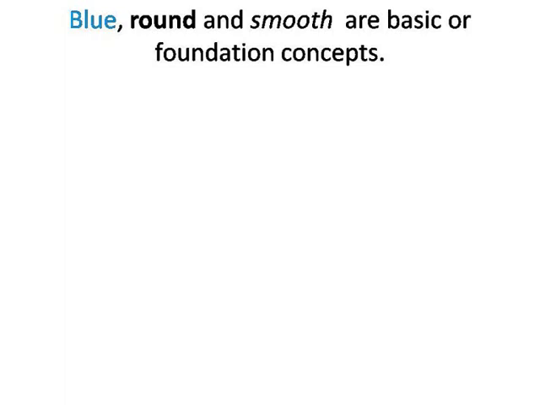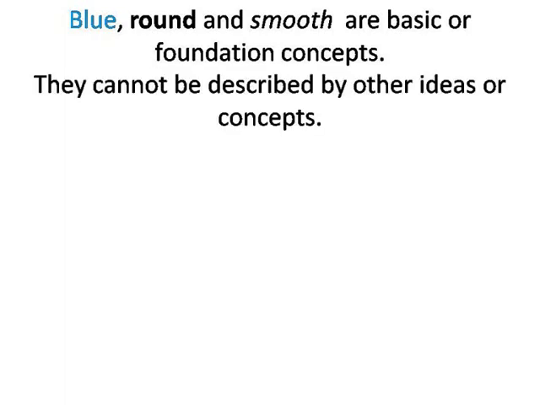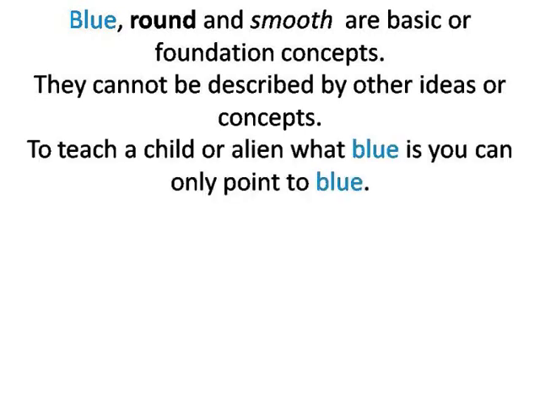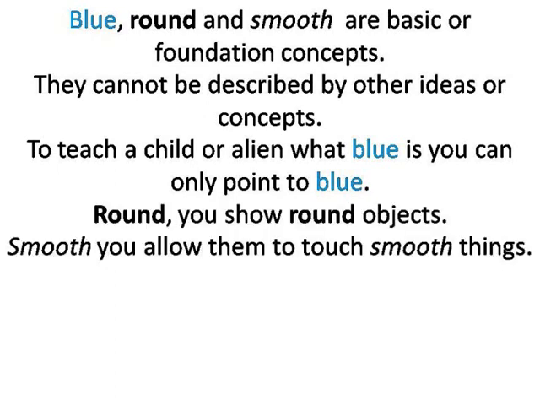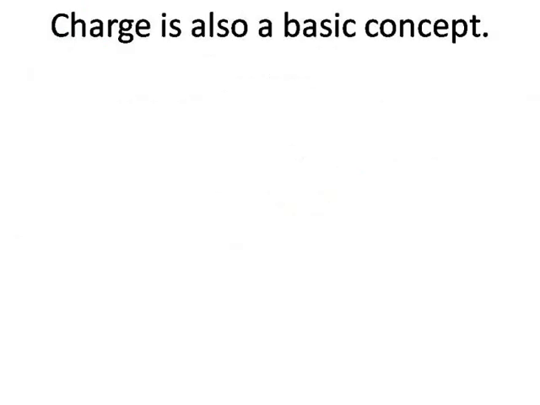Blue, round, and smooth are basic or foundation concepts. They cannot really be described by other ideas or concepts. To teach a child or alien what blue is, you can only point to blue. Round, you show round objects. Smooth, you allow them to touch smooth objects. Charge is also a basic concept.